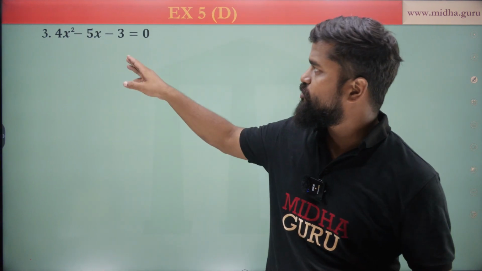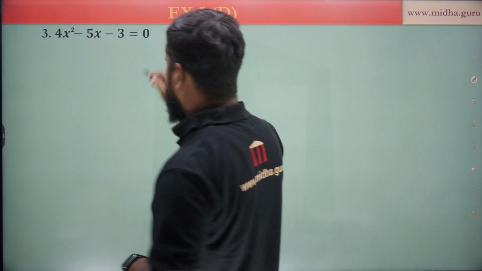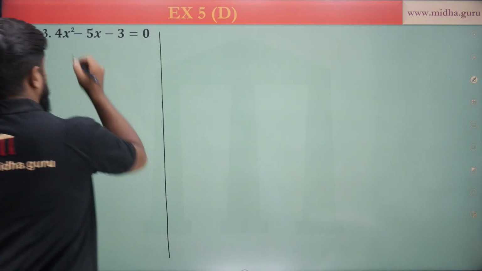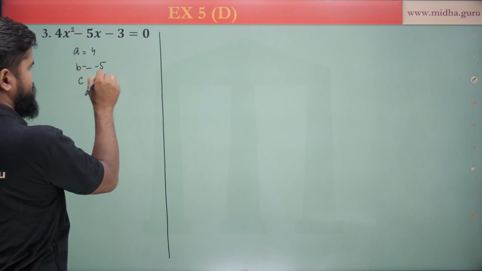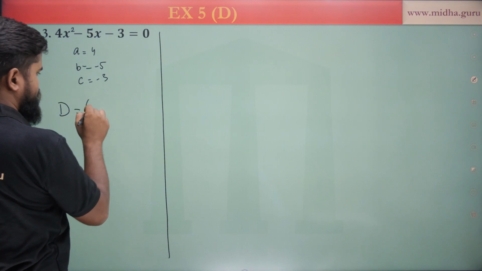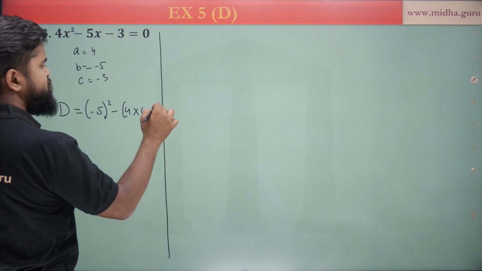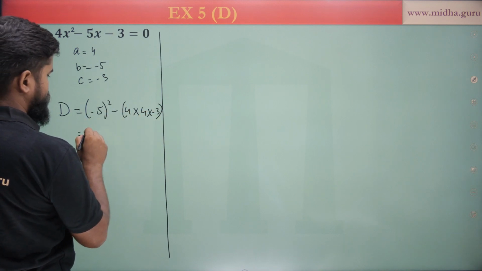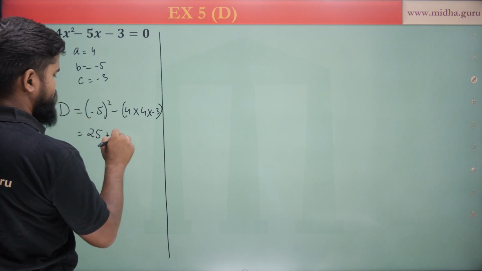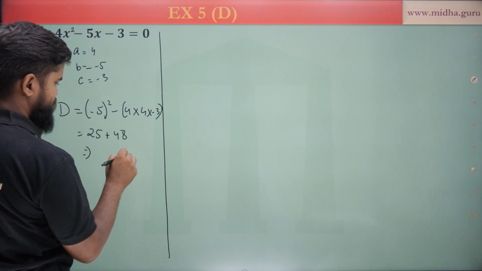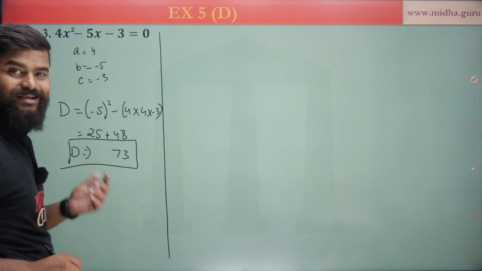Next equation, 4x square minus 5x minus 3. Now since it's already in the standard form, we don't need to do any solving. We'll just take straight away that a is 4, b is minus 5, c is minus 3. So the discriminant is b squared minus 4 times a and c. Now minus 5 squared is 25, and minus 3 becomes plus, 16 into 3 is 48. From here we get 73. So the discriminant is 73.